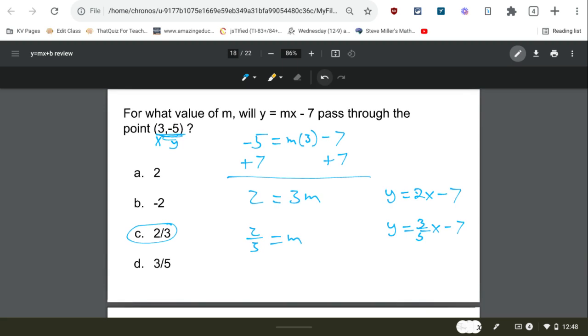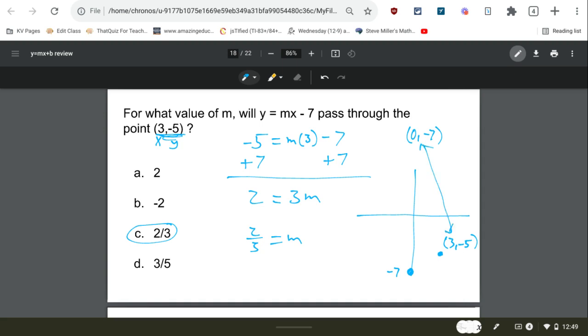Actually, another very easy way to do this one would be to plot the points. You know it passes through -7 because that is your y-intercept. 3, -5 would be 3 to the right, down 5. And you could just figure out what the slope between these 2 points is. All right, 0, -7, and 3, -5. You could just do the slope formula between those 2 points, and that would tell you 2/3.